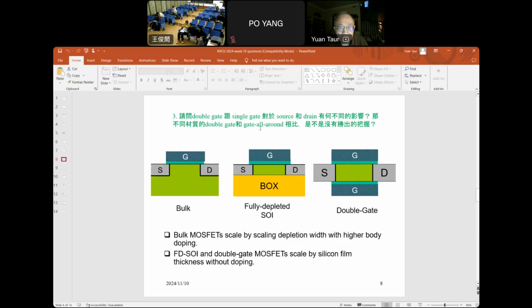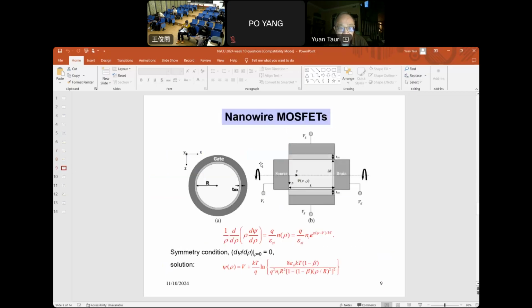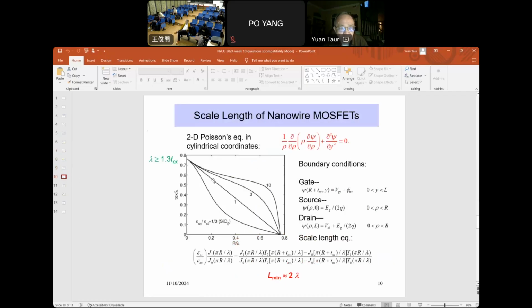And the second part is for gate all around. Gate all around is like a cylindrical nanowire. Okay, so that's gate all around. There's some difference, but the difference is not much. You can see from the scale length plot, for example, for nanowire or gate all around, this point here means Tx over lambda is less than about 0.76. In other words, lambda is larger than 1.3 Tx.